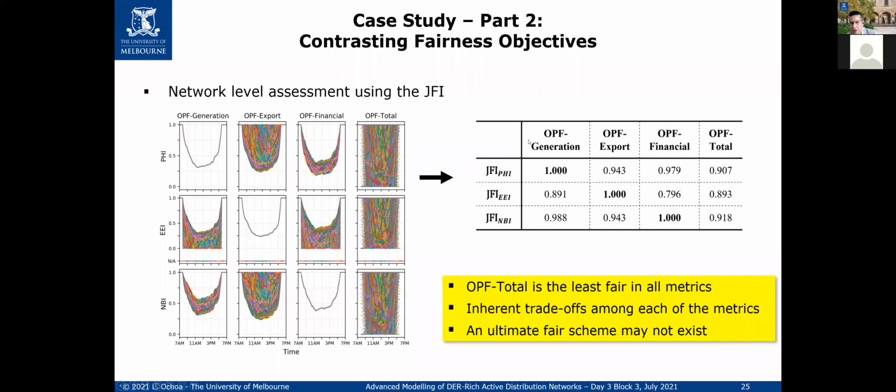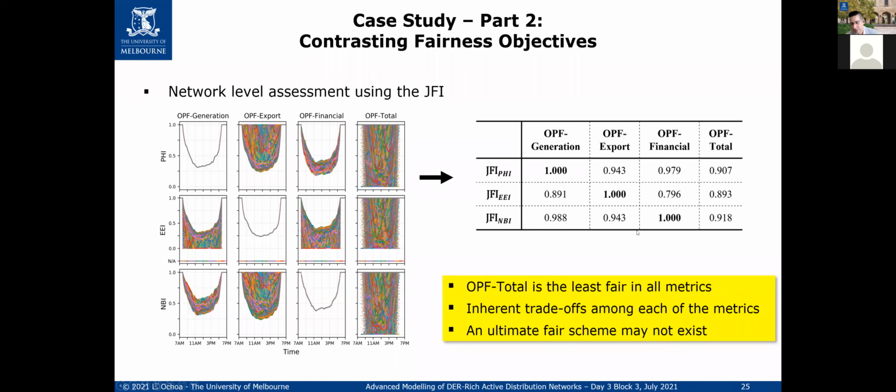With the OPF generation, the fairness index, when you consider the photovoltaic generation only, is 1. Of course, with the OPF export only, when you consider export, it is 1. So this is what you expect: if you consider one objective, you will have 1 if the objective has been considered properly, right? But it also says that if you use an objective such as the OPF total, and then assess what is happening financially, it's not as fair as the financial, or it's not as fair as the export. So it's a relative comparison here.